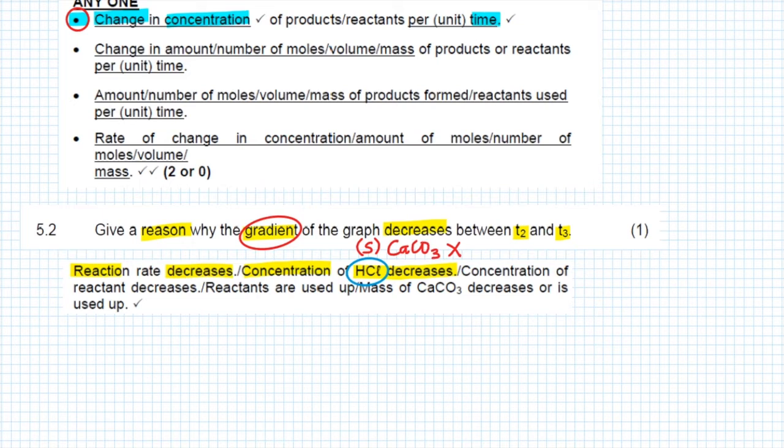Another option is to say that the concentration of the reactant decreases. If you look carefully, you will see that they mentioned the reactant, not reactants, because it is only one of the reactants that has concentration, specifically the hydrochloric acid. They say the reactants are used up. Or you can say the mass of the calcium carbonate decreases or is used up. Any one of these will get you your 1 mark for question number 5.2.